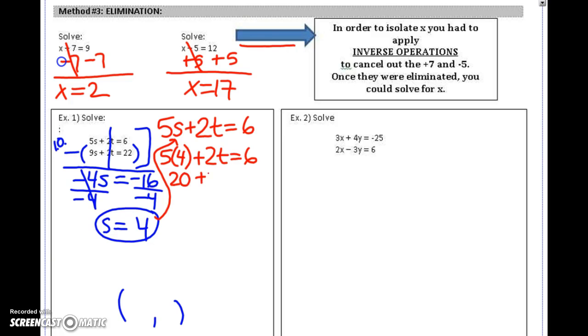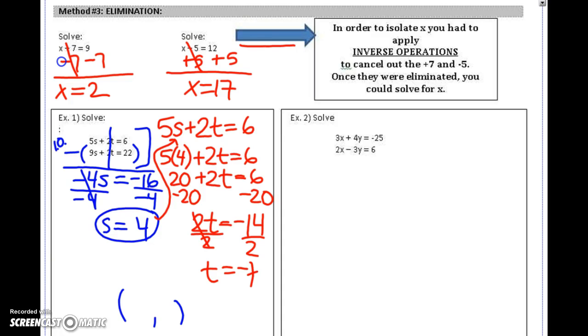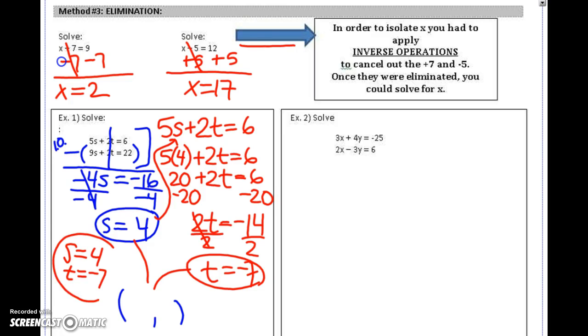20 plus 2t equals 6. Subtract 20. 2t equals negative 14. Divide by 2. t equals negative 7. In this case, for an ordered pair, we don't know which one is an x and which one is a y. So you could leave it as s equals 4, t equals negative 7, and that would be sufficient because we don't have an x and a y.